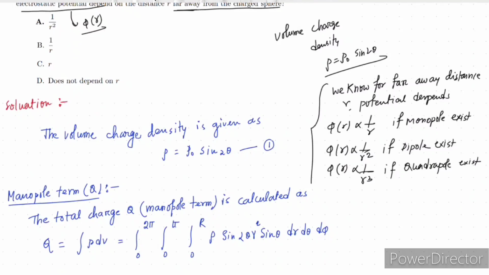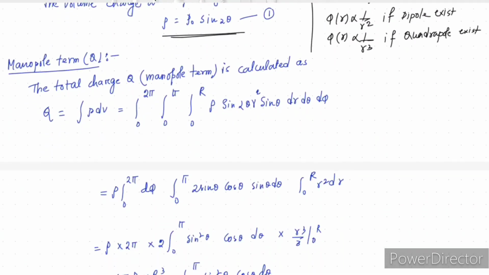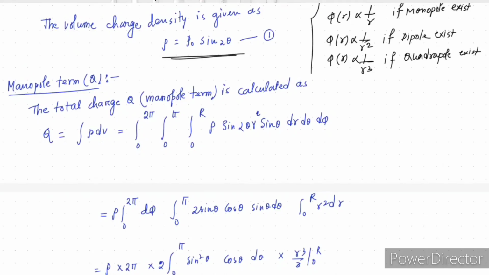So here the volume charge density is given, represented by equation 1. First of all we calculate the monopole. Monopole means total charge, right? So the total charge is calculated as q equals the integration of rho dV. Here dV equals, for spherical polar coordinates, r square sin theta dtheta dr dphi, and rho is already given here.